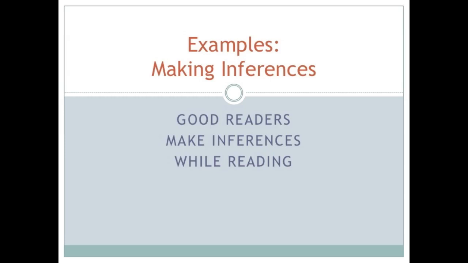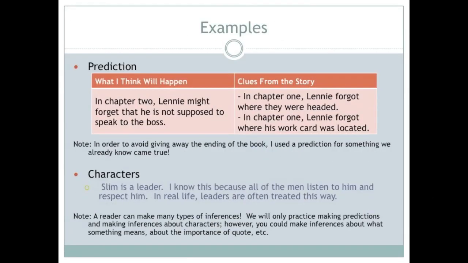Before you make any inferences on your own, let's look at some examples of inferences made while reading Of Mice and Men. As mentioned, one type of inference is a prediction. Note that in order to avoid giving away the ending of the book, I used a prediction for something we already know came true. For my prediction, I said, in Chapter 2, Lenny might forget that he's not supposed to speak to the boss. The reason I was able to make this prediction was that I used clues from the story. In Chapter 1, Lenny forgot where they were headed. Also in Chapter 1, Lenny forgot where his work card was located.